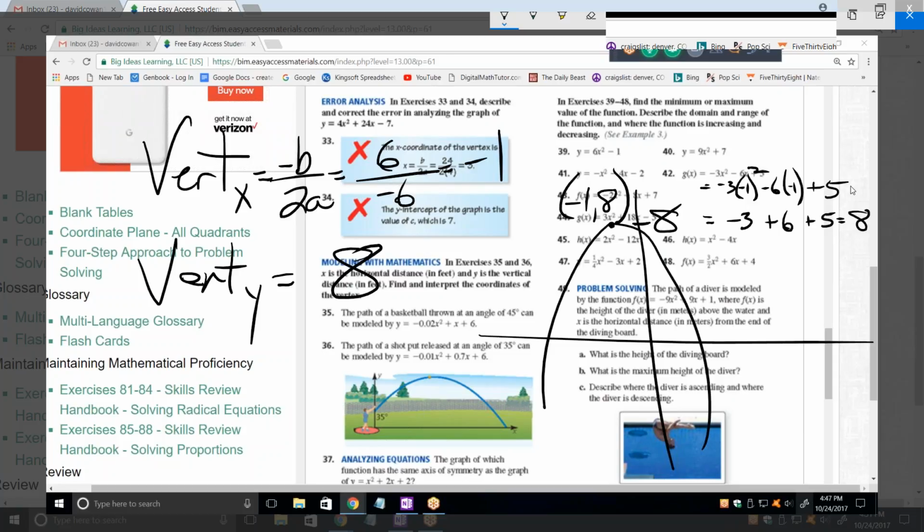Now, for parabolas, this is pretty common. In other words, it's pretty easy. The domain is always all real numbers for parabolas. Always. Anytime you have a quadratic, the domain is all real numbers. The reason is because I can substitute anything I want for x. There's no restrictions at all.